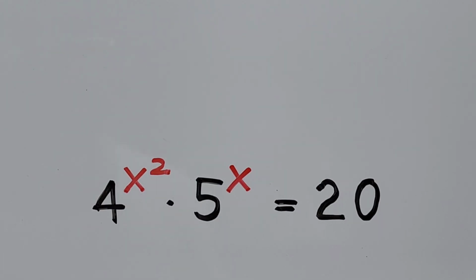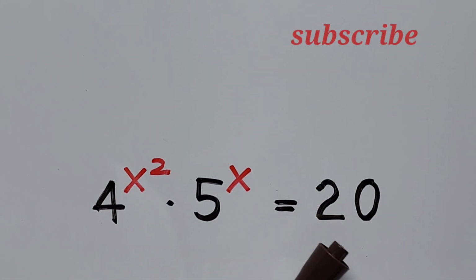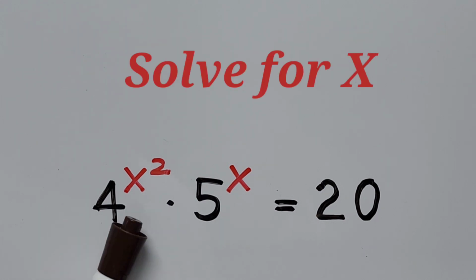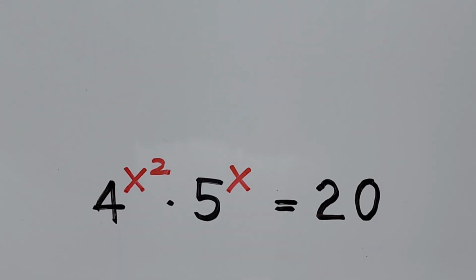Hello everyone, we have here the exponential equation 4 to the power of x squared times 5 to the power of x equals 20. In this video, we'll be looking for the values of x. If you notice, if you multiply 4 by 5, that will result in 20, so that means the exponent must be 1, right?